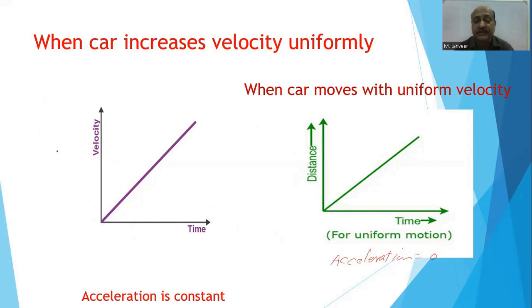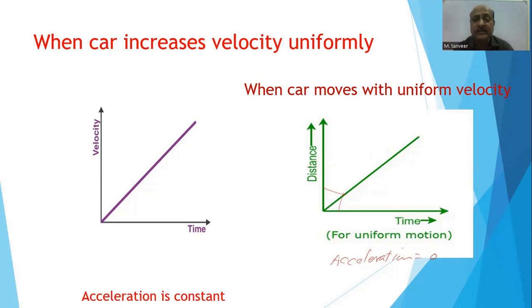When you divide distance by time at every point, and we have discussed in detail the distance time graph, this line is obtained when a body is moving with uniform velocity, uniform speed. When there is no change in speed, then acceleration will be 0. In velocity time graph, acceleration is produced and that acceleration is constant.